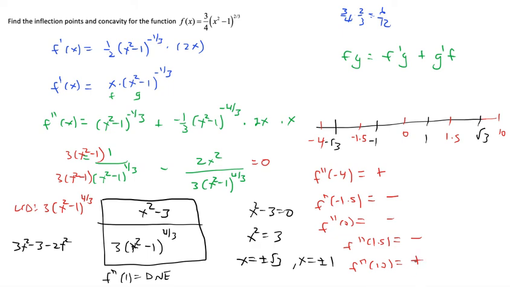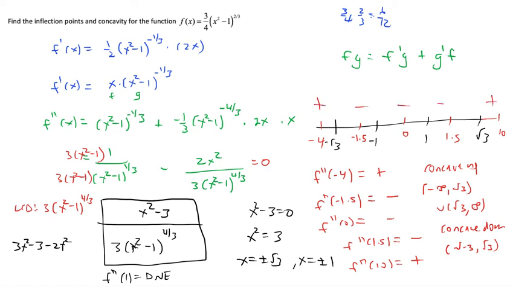Okay. So what can we conclude here? Well, here we're going to be concave up. Okay, so concave up from -infinity to -rad3, union radical 3 to infinity. We're going to be concave down from -rad3 to positive rad3. Okay, remember we got a plus, negative, negative, negative, plus.